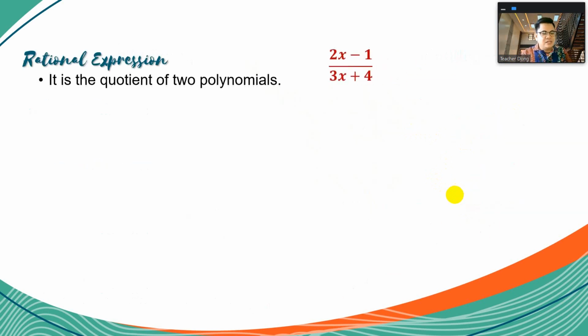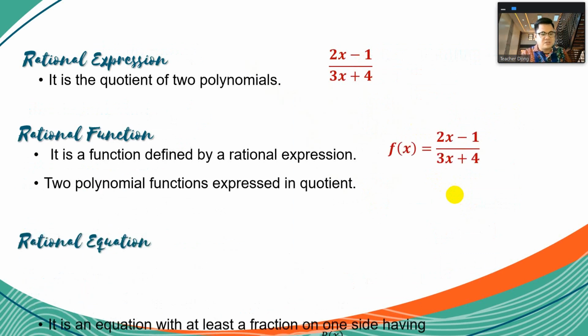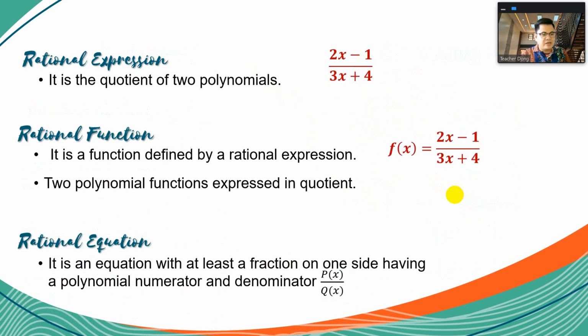Okay? So let's differentiate rational expression, rational function, and rational equation. When we say rational expression, it is the quotient of two polynomials, just like what you are seeing. We have a polynomial in the numerator. We also have a polynomial in the denominator. That's why this is an example of merely a rational expression.